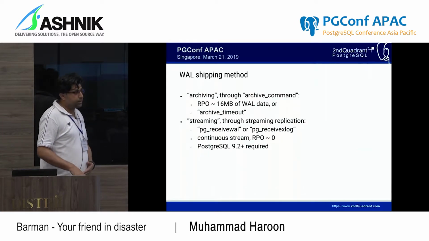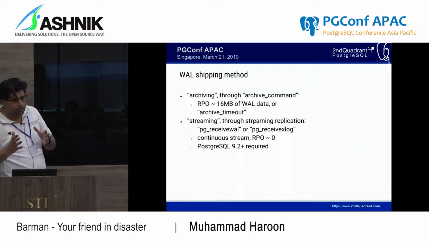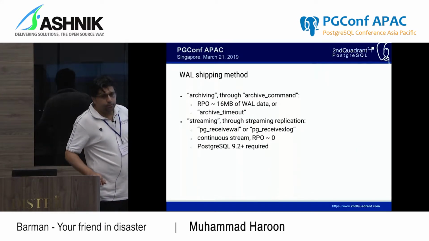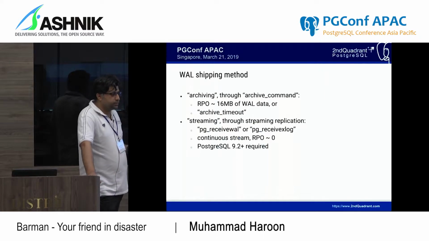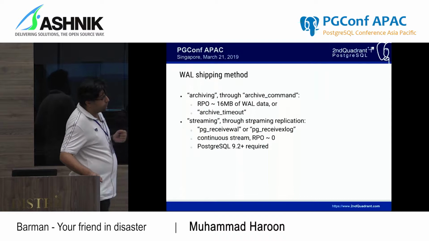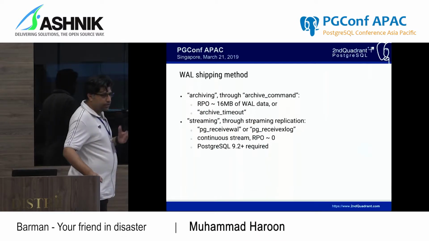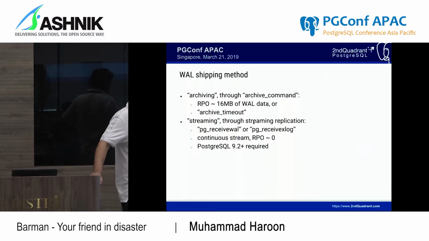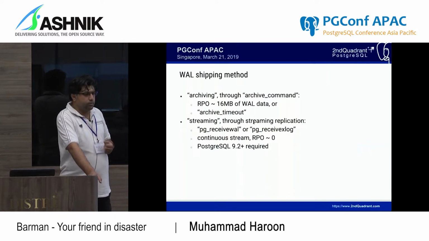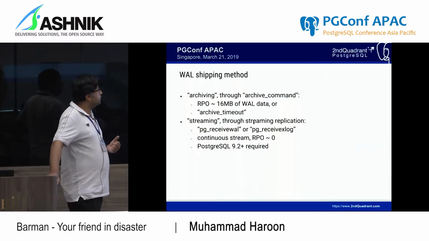Now the WAL shipping method, the method by which you copy WALs, is basically called archiving. And PostgreSQL has a command that you specify within postgresql.conf. It's a well-known command. You call it archive_command, which by default copies a 16 megabyte WAL segment to whatever archive place or archive storage you have.